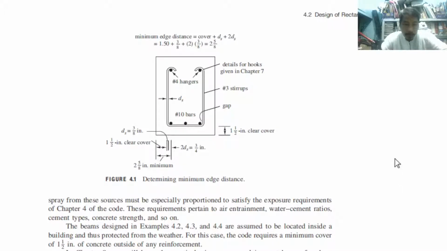So, minimum edge distance, as you can see, is the clear cover plus 3/8.